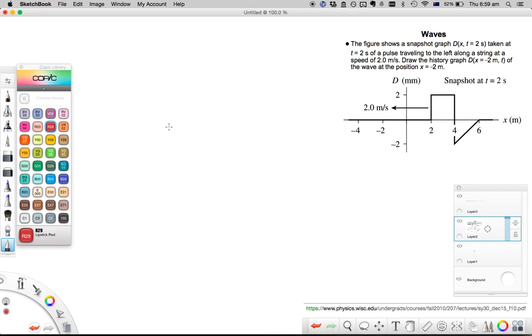Let's get our heads around this: drawing a history graph from a snapshot graph. Concept. You've got a question.